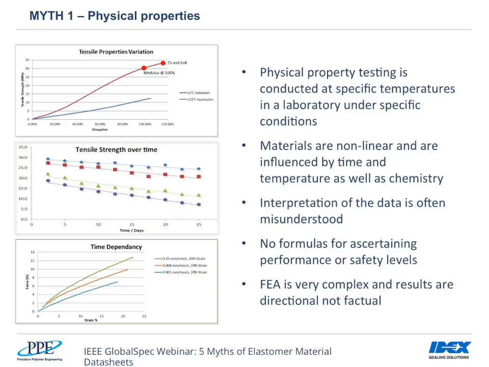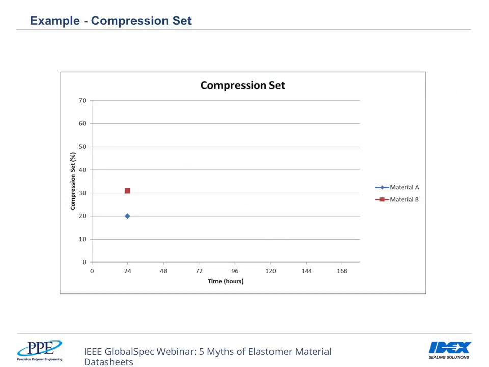Because of this non-linearity, it means that there are no formulas for ascertaining performance or safety levels. What do I mean by this? Well, there isn't a formula where we can simply plug in the values and generate an answer. Also, FEA becomes a very complex and deep subject. The results are often directional and not factual.